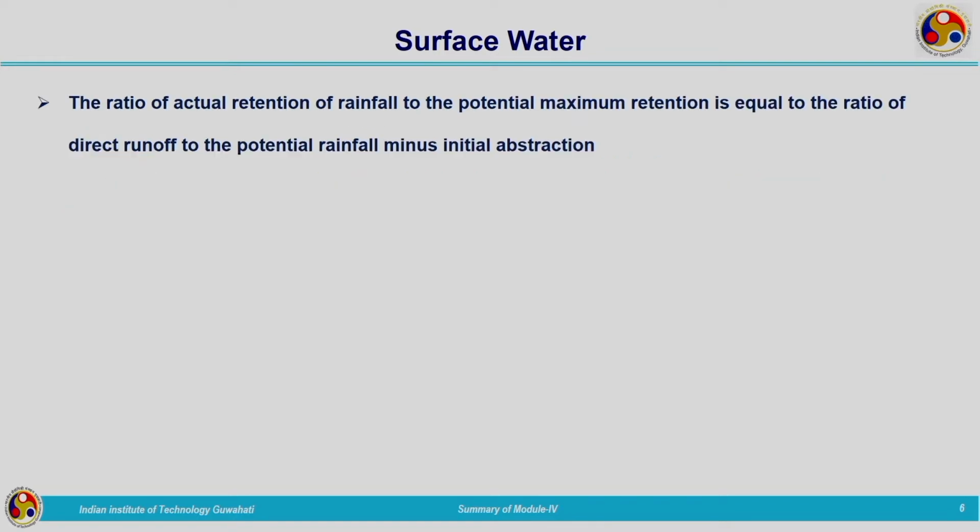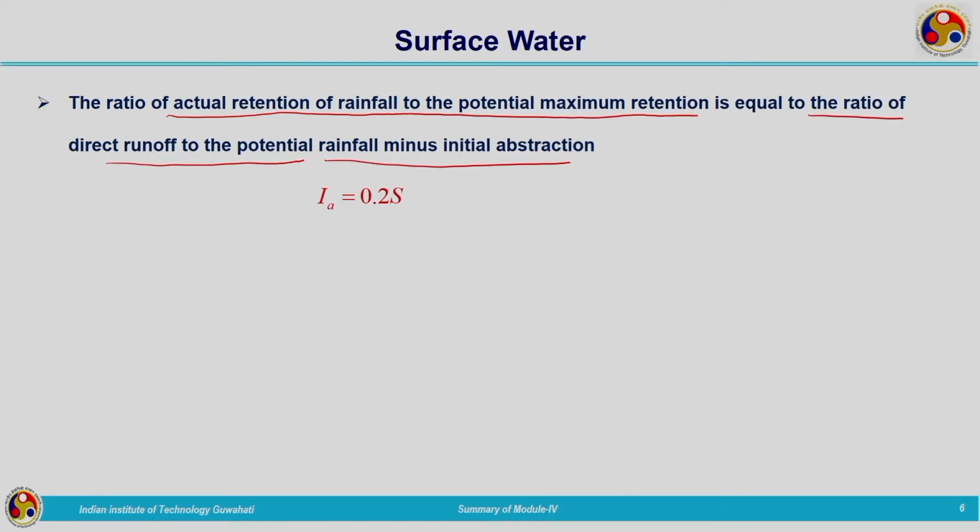And the hypothesis made under this SCS curve number method is that the ratio of actual retention of rainfall to the potential maximum retention is equal to the ratio of direct runoff to the potential rainfall minus initial abstraction. So, the hypothesis is that the ratio of the actual retention to the potential retention will be equal to the actual runoff to the potential runoff. Based on this, the final equation of the SCS curve number method is developed.